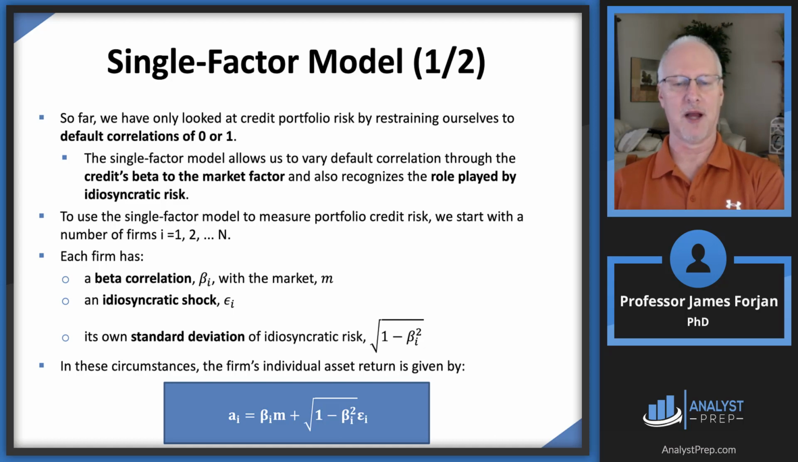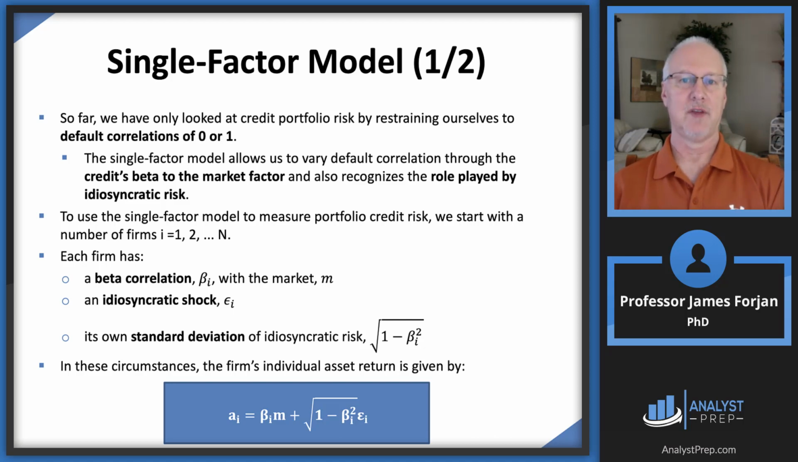So what is 1 minus a half? That's a half. What's the square root of a half? What is that, about 0.7? So we're going to take 0.7 times whatever that idiosyncratic shock is. You know, maybe it's a default, maybe it's the death of the CEO, or maybe it's some other kind of shock. And then we're going to evaluate that individual asset return based on market forces and idiosyncratic forces.